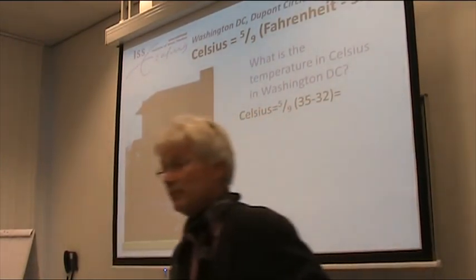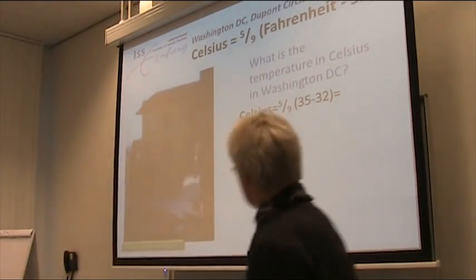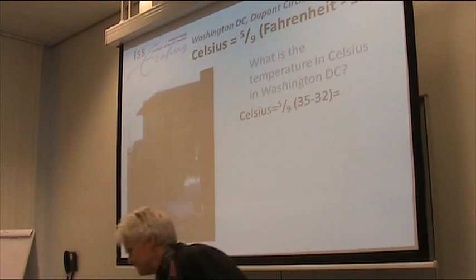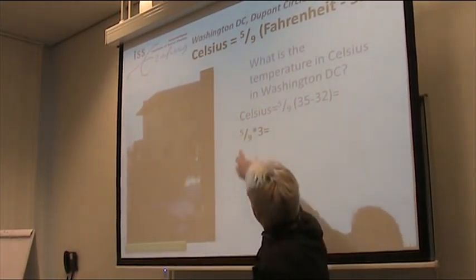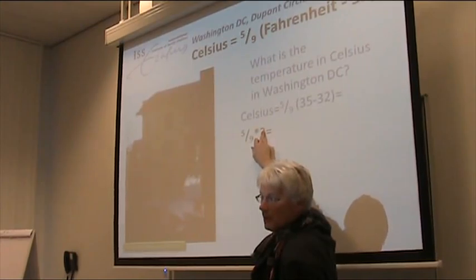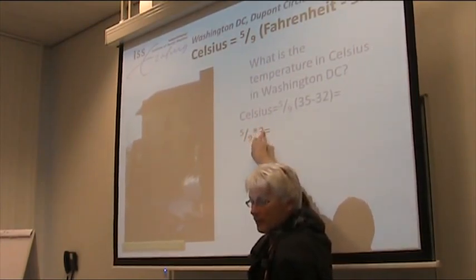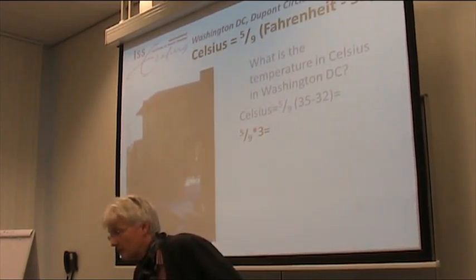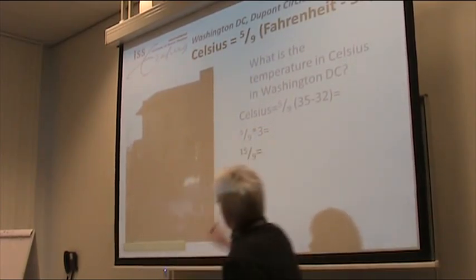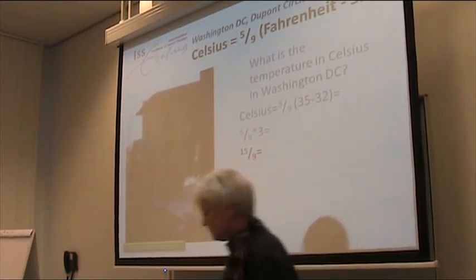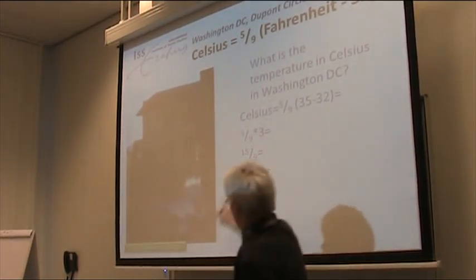Peter eats many apples, so I start within the parentheses. 35 minus 32, that's 3. So I have 5 divided by 9 times 3. Well, we will do the fractions a little bit later. 3 times 5 is 15, over 9, right? It's more than 1. It's 1 and 2/3.